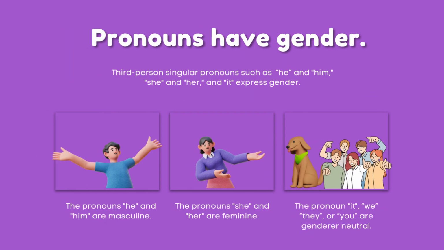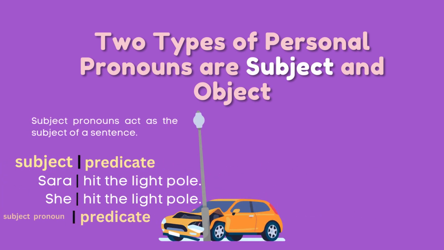Please note that pronouns in English have gender. He or him are masculine, male. The pronouns she or her are female, feminine. It, we, they, or you are gender neutral, meaning they can be either male or female. There are 2 types of personal pronouns: subject pronouns or object pronouns.